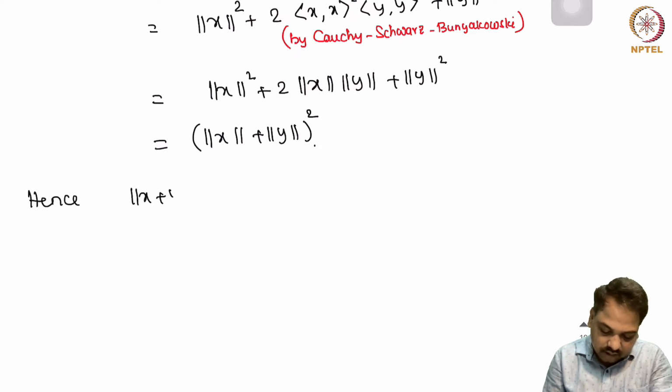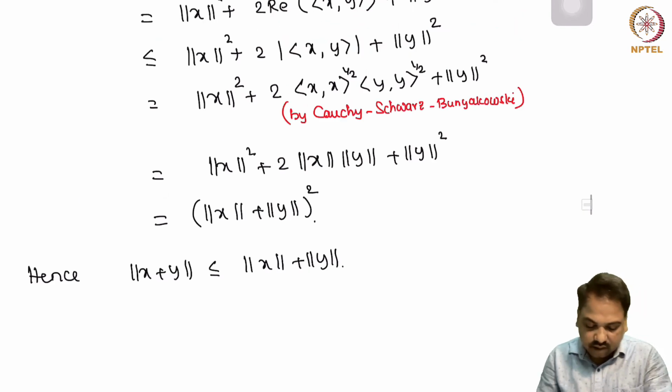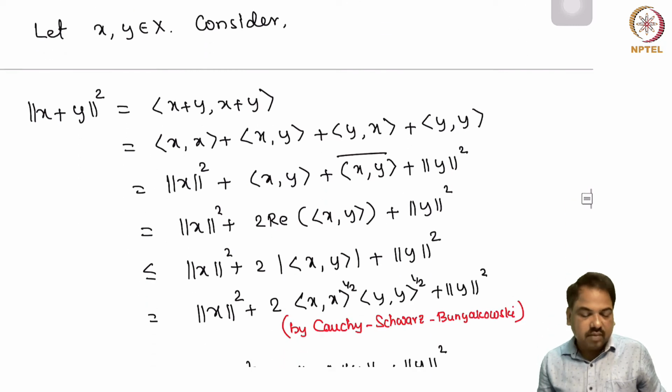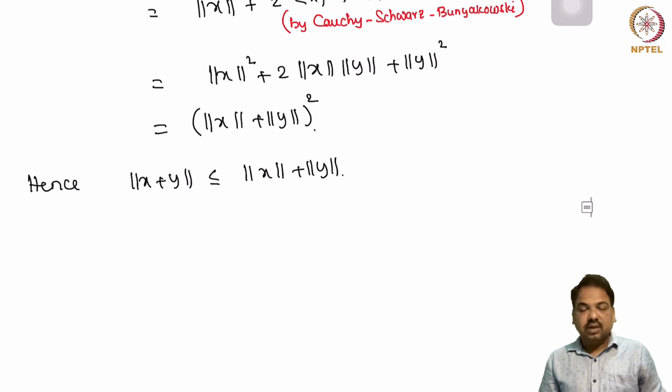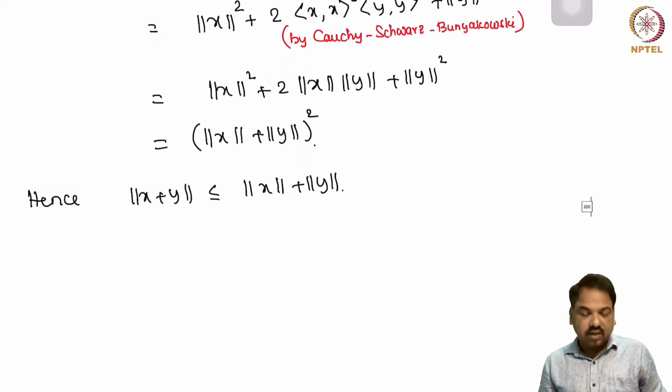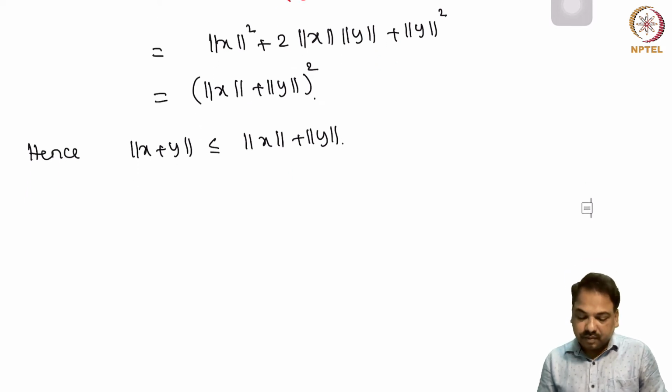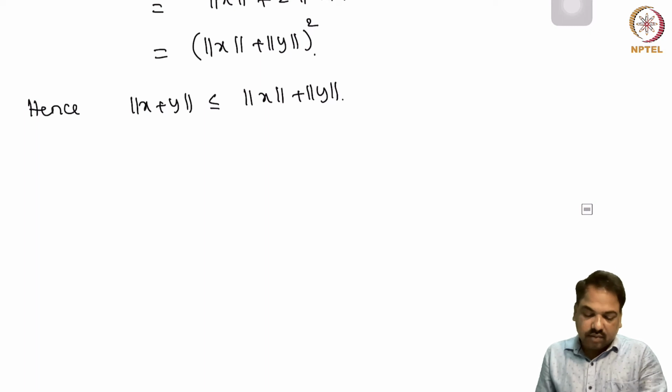Hence, we can conclude that norm of x plus y is less than or equal to norm x plus norm y, because we have shown that norm x plus y whole square is less than or equal to norm x plus norm y whole square. Now, taking the square root, we get that norm x plus y is less than or equal to norm x plus norm y. So this is the norm which comes from the inner product, which we call the norm induced by the inner product.